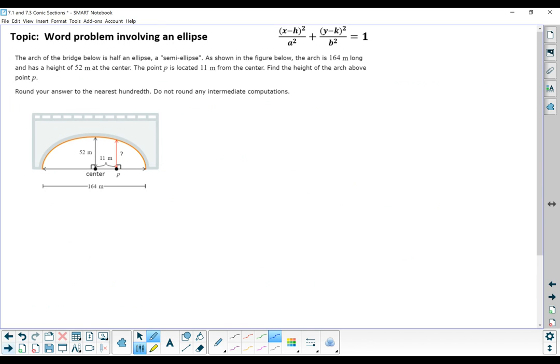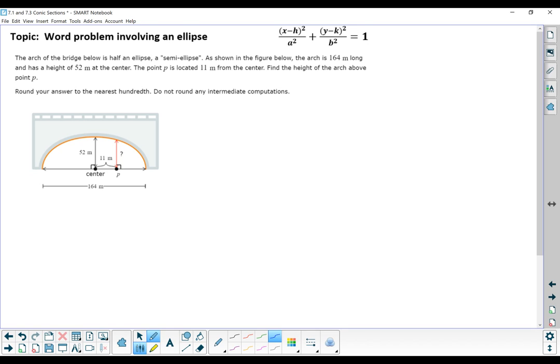Okay, so then you'll also have a couple of word problems involving ellipse. The first thing that you want to do is set up your equation. So this one says that we've got an arched sort of bridge, a tunnel under the bridge, I guess, and it's a semi-ellipse, so it's half of an ellipse. And the arch itself is 164 meters long, and it has a height of 52 at the center. We have a point P that is located 11 meters away from the center, and we want to find the arch height above point P.